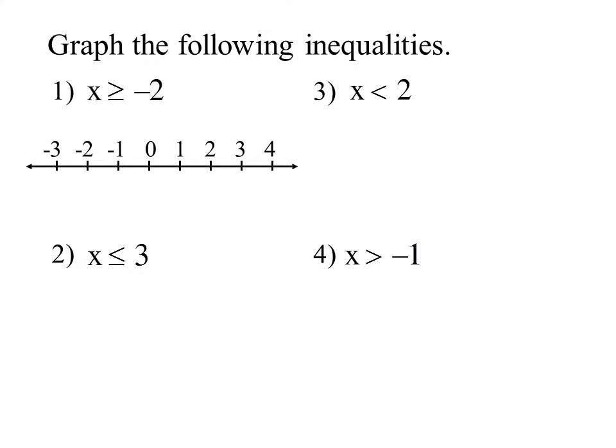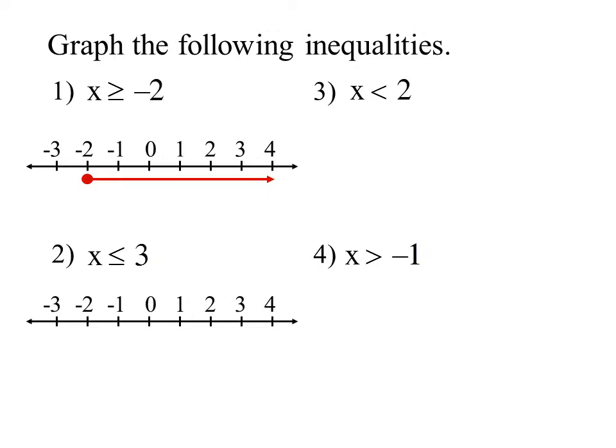We did this yesterday. We have x is greater than or equal to negative 2. You fill in the point at negative 2 to represent the part that's equal to negative 2. And then the points that are greater than that go to the right. Number 2. We would also have a filled in point at 3 because that represents the part that is equal to 3. And then the numbers to the left represent the less than situation. Here's all the numbers less than 3. 2, 1, 0, negative 1, negative 2.